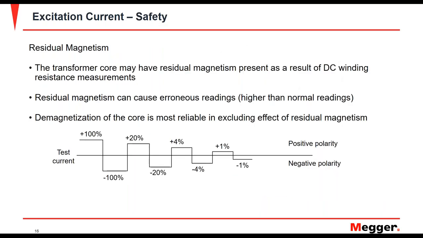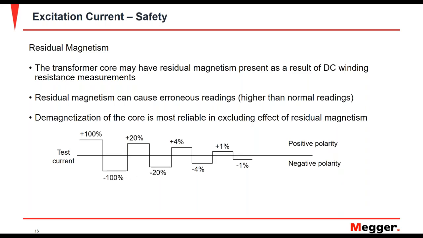Now, let's discuss briefly residual magnetism. You could have situations where the transformer core will have residual magnetism. One of the prime examples is after performing a DC winding resistance test, and we'll discuss that further in our presentation today. Or there could be another situation where the time at which the transformer is disconnected from the grid might leave some kind of remnant magnetism in the transformer core. How that affects your excitation current readings is that you could see a higher than normal magnitude of excitation current. And that, of course, is not representative of the condition of your core.